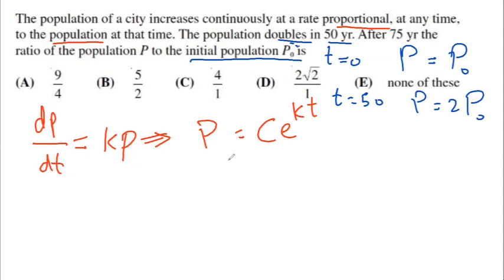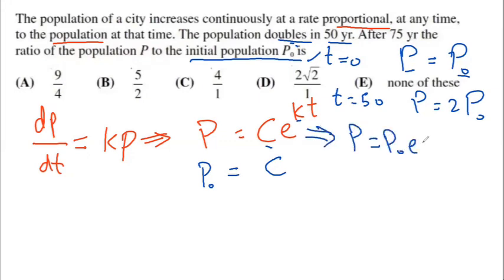So we use this information to find the arbitrary constants c and k. If we use the first condition, t equals 0, you will have c equals p naught. We replace p with p naught, and t with 0, e power 0 is 1. So we know now that this equation looks like this: p equals p naught e power kt.